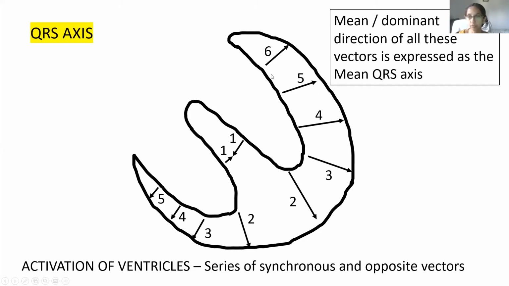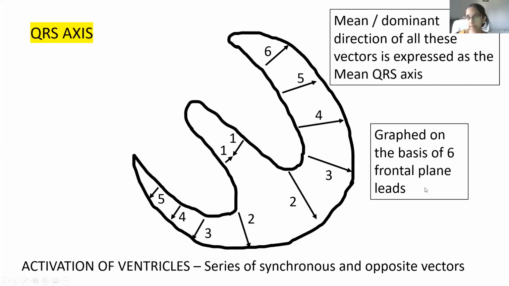Similarly, the whole ventricular mass, if we see here, we have these vectors on the RV going from left to right, but these vectors from the LV going from right to left, and if LV is the dominant one, our dominant QRS is going to be from right to left. So remember this, the mean or the dominant direction of all the vectors together is going to be expressed as mean QRS.